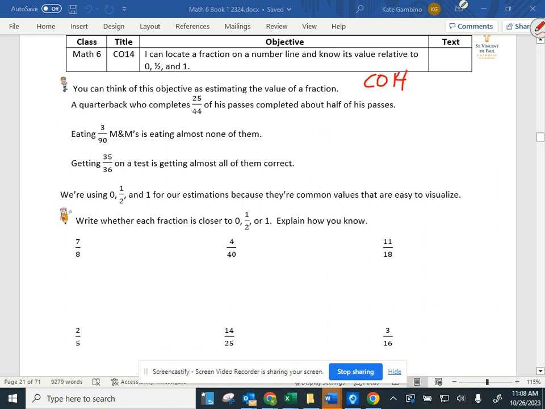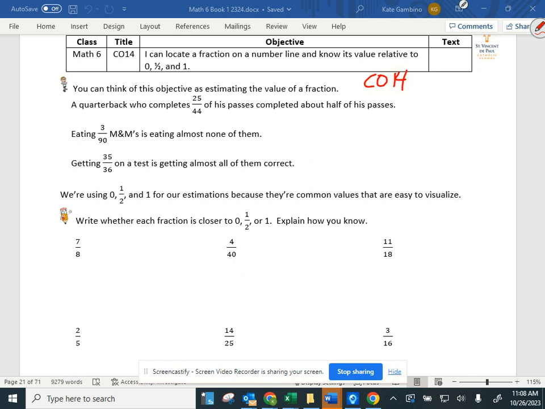I can locate a fraction on a number line and know its value relative to 0, half, and 1. Remember this one. We have to really think: is it closest to 0? Is your fraction closest to a half? Or is your fraction closest to 1? So you're going to look at that numerator compared to the denominator.